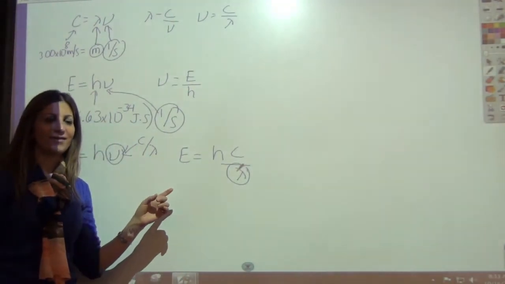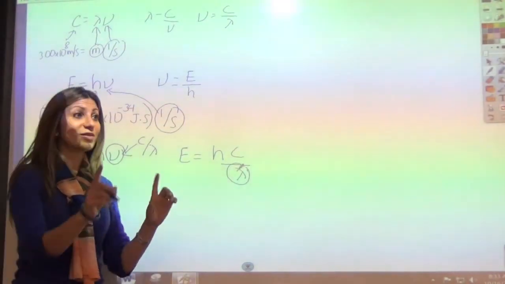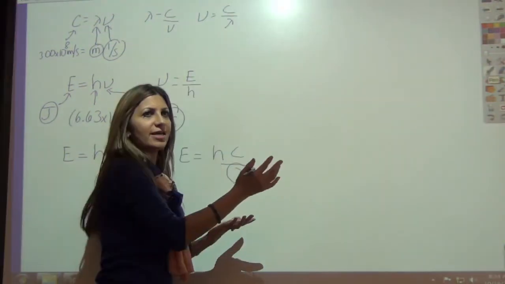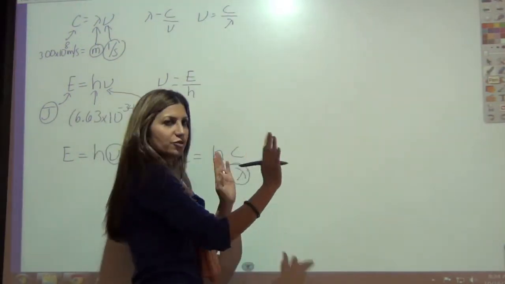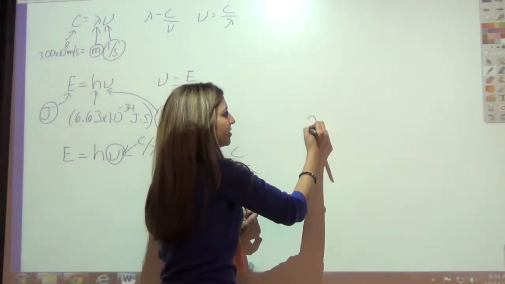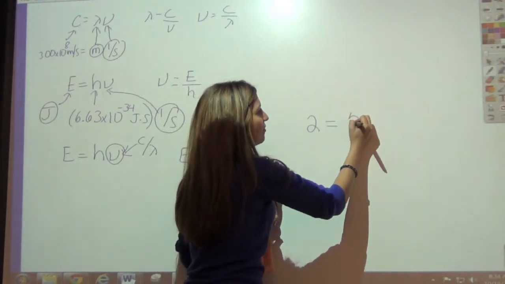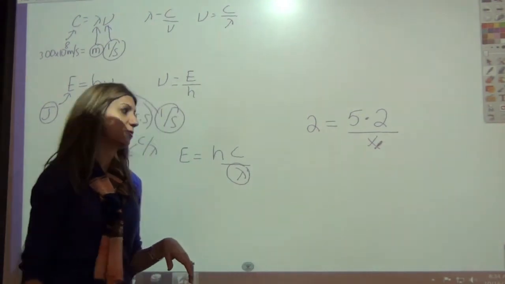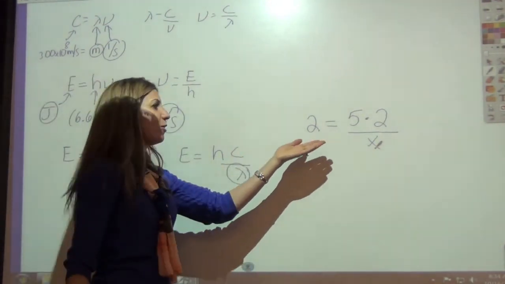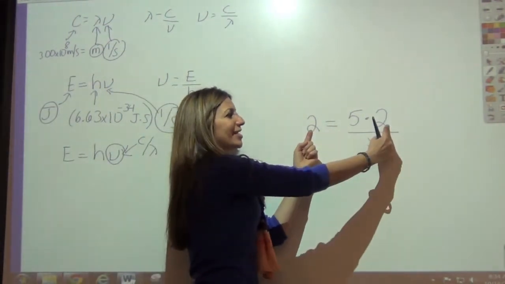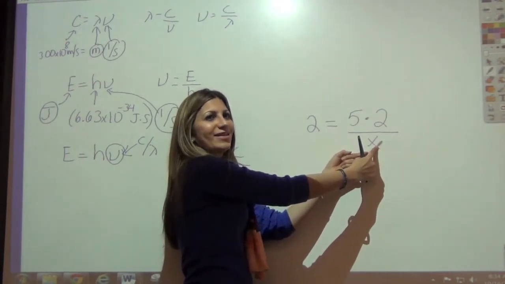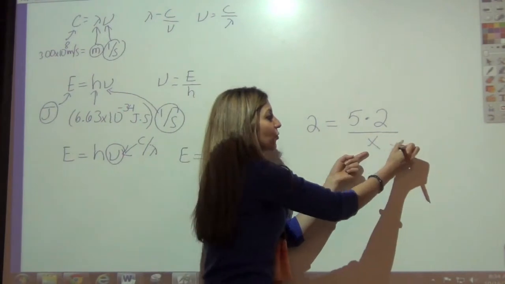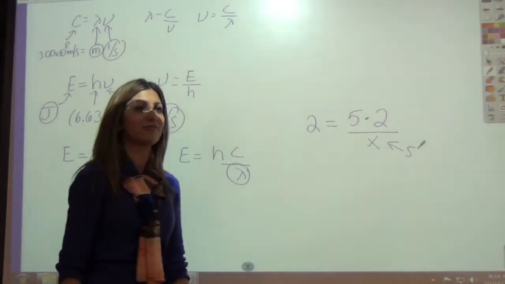So now the question is, what if instead you're solving for lambda and not solving for E? E equals hC over lambda. So let me give you an algebra trick, okay? Let's just make sure that we can get our algebra right. Let's say that 2 is equal to 5 times 2 over x, okay? Many of you could figure out what this is, because if 2 has to equal 2, then what needs to cancel out? The 5, so x must be equal to 5.